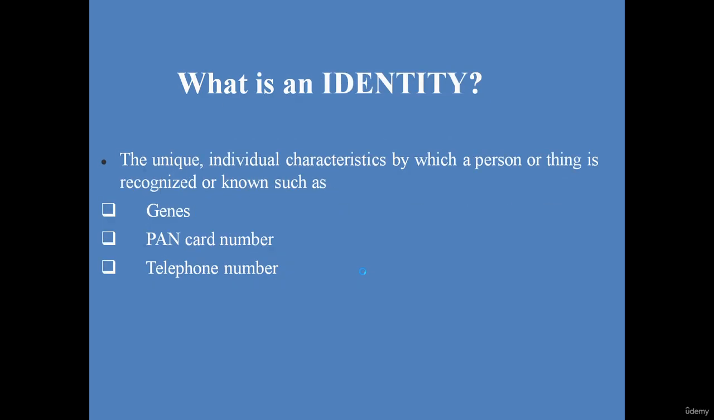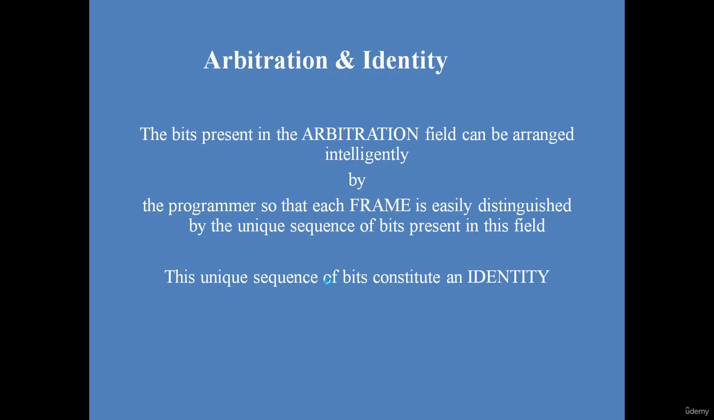Okay. So now what is an identity? As you know, it is the unique individual characteristics by which a person or thing is recognized or known, such as we have individual genes, and every person has an individual PAN card number, telephone number. So this is what gives us identity. Similar to this, even CAN bus has an identity.